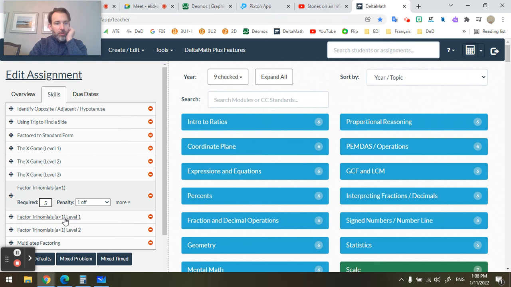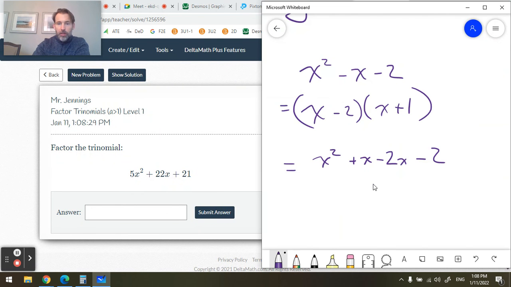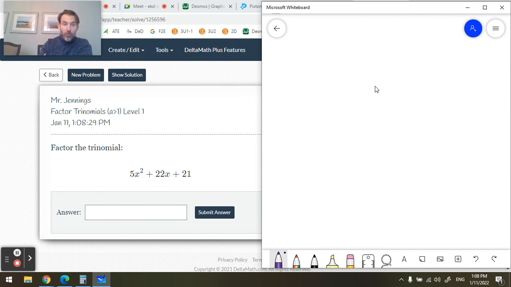A is 1. If A is greater than 1, we get a little trickier. Okay, here we go: 5x squared plus 22x plus 21. Okay, let's do this one. For this, I taught you to use decomposition, where you decompose that middle term. So first step is always the same: it's always write out the question.